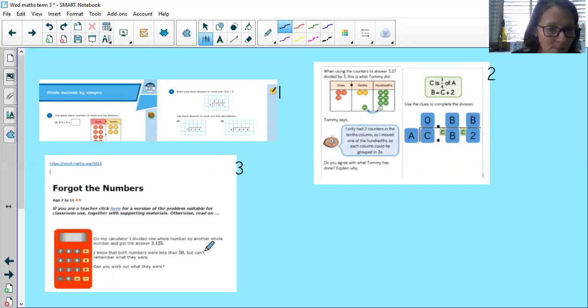Number 3, I forgot to mention. There's a link on the sheet which will take you to the site, and they've got some interactive things there. So you don't need to print off number 3. You'll be able to work online if you want to. Okay?